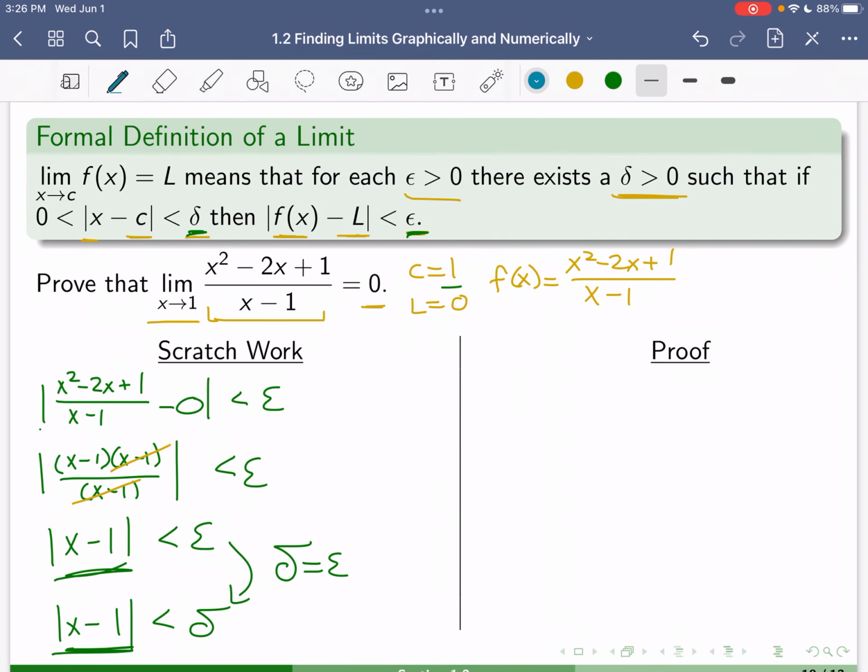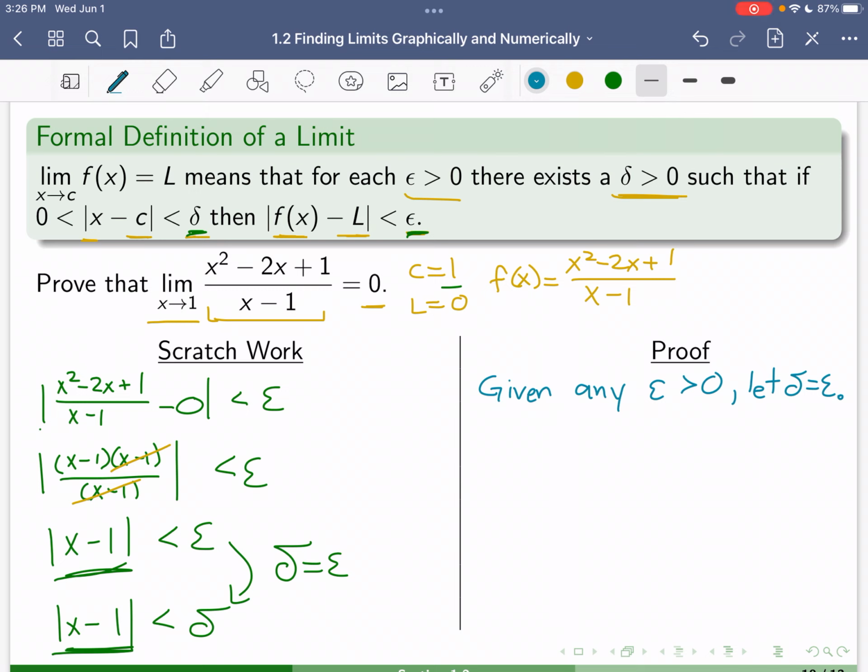All right, and so here's our proof. Given any epsilon greater than 0, let delta be equal to epsilon. Now, why are we letting delta be equal to epsilon? Well, because we did that scratch work in the background.